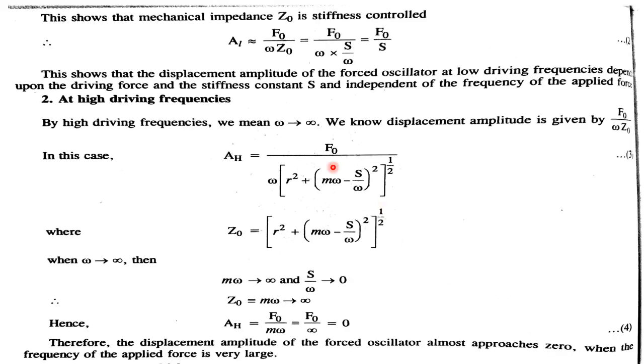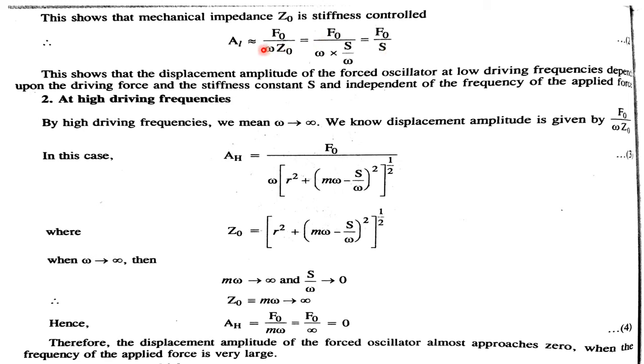And see here, this shows that the mechanical impedance z naught is stiffness controlled in that case, because at low frequency the value of amplitude is represented by A L, that will be approximately omega f naught upon omega z naught, whereas we have got the value of z naught at very low frequency approximately equal to s upon omega. Omega and omega will be cancelled out. That means your amplitude at low frequency is f naught upon s. Be careful, it is very important. Sometimes the numerical problems are based on it.